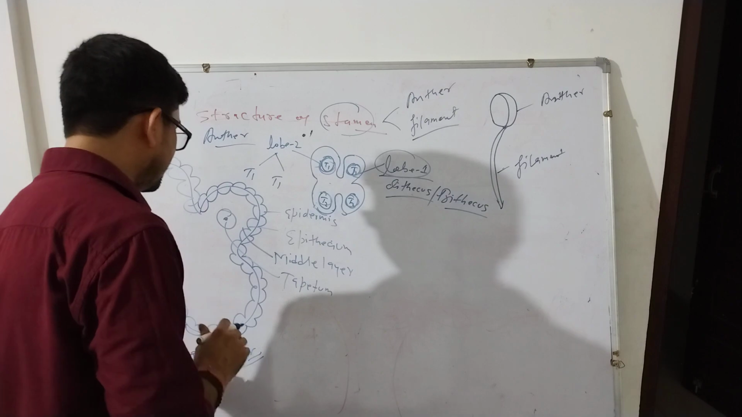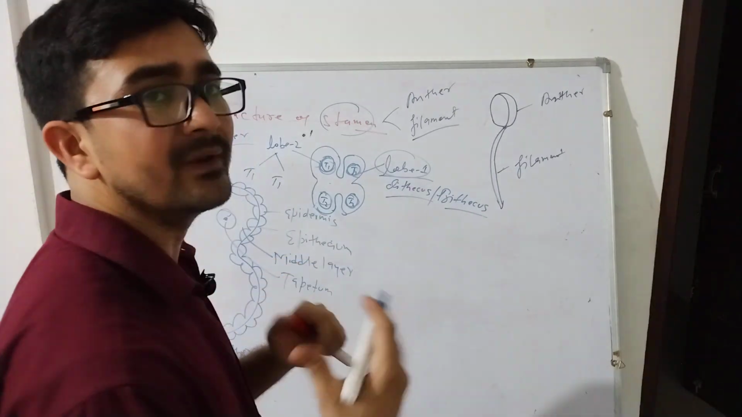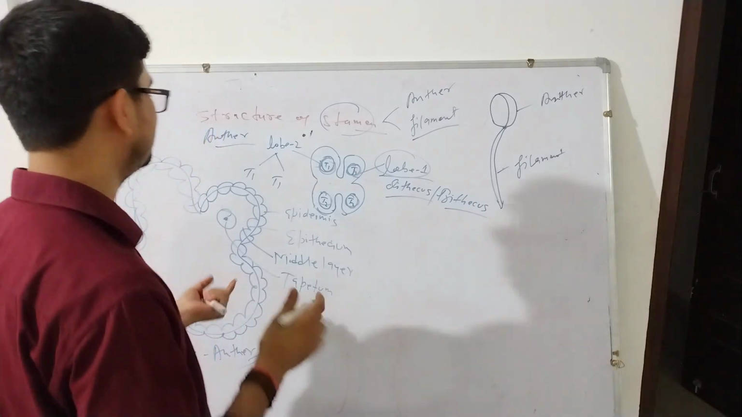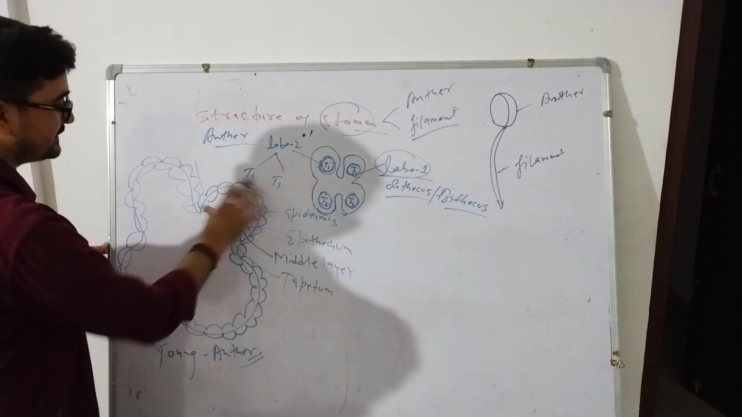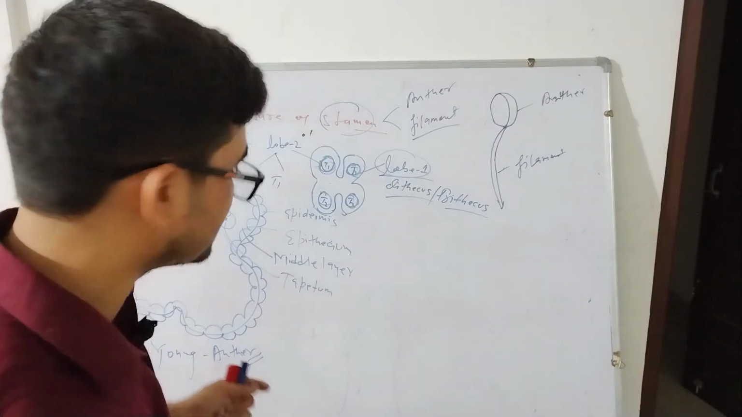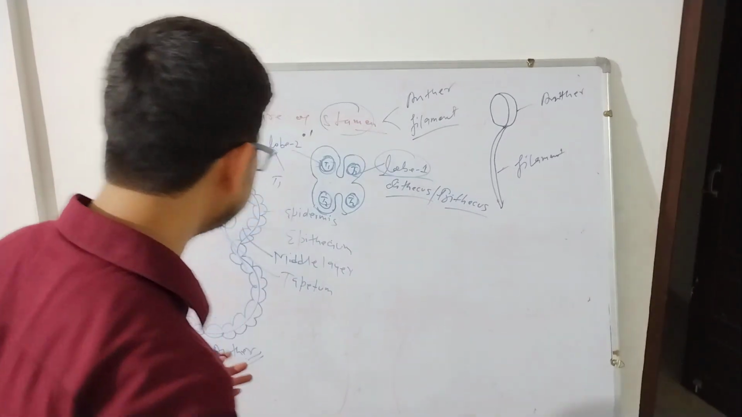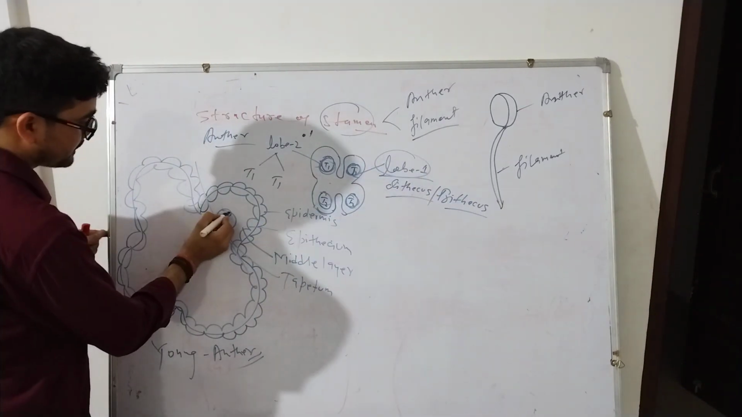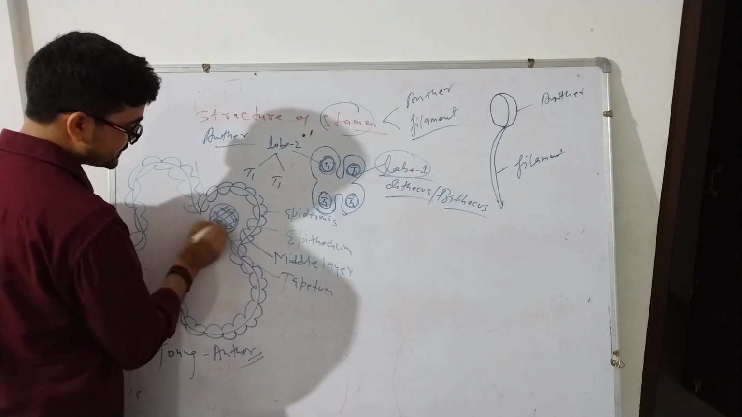So the young anther is going to mature to form pollen grains. How? Cut the transverse section of any one theca. Then you can discuss the stages of maturation, how it matures. So inside the tapetum, a sporogenous tissue is present.